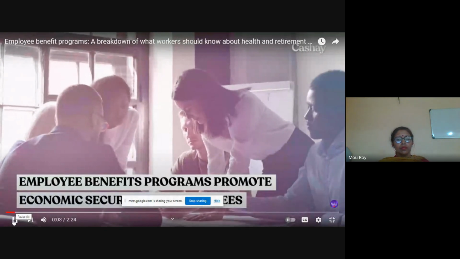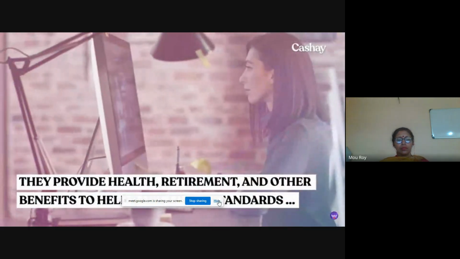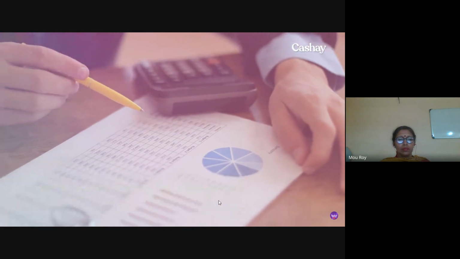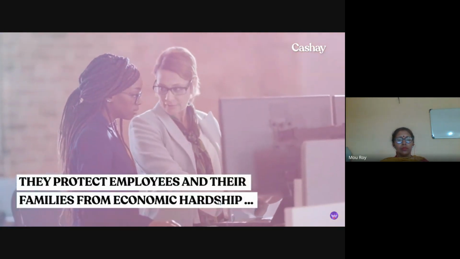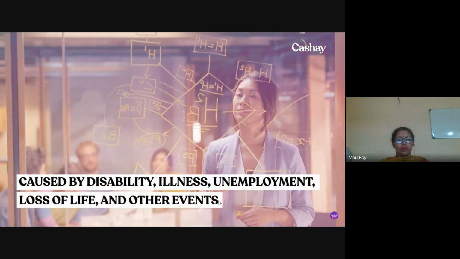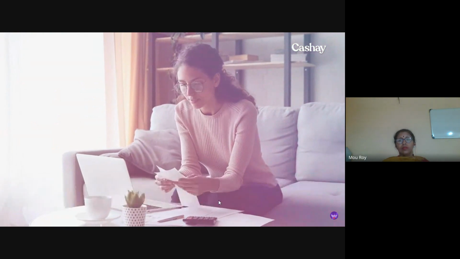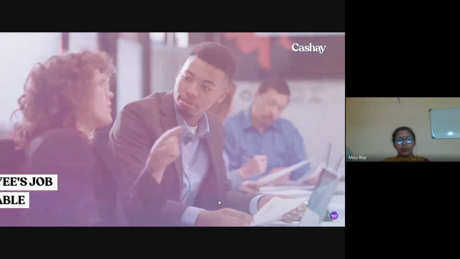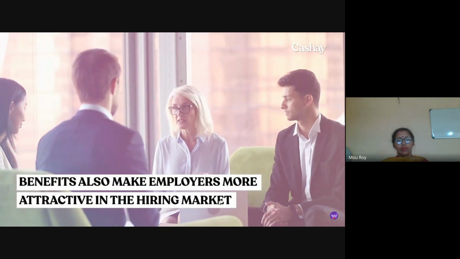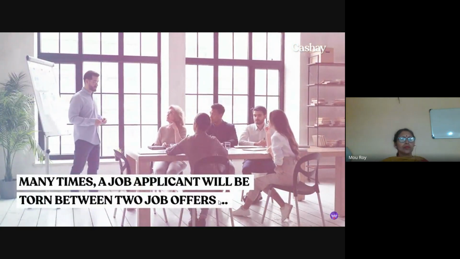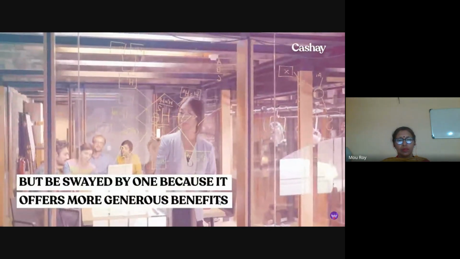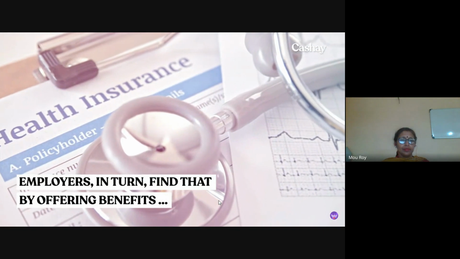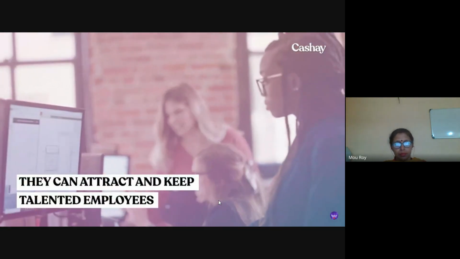Promote economic security for employees. They provide health, retirement, and other benefits to help raise living standards and also help companies stay competitive in the marketplace. They protect employees and their families from economic hardship caused by disability, illness, unemployment, loss of life, and other events. Some benefits also serve as perks to help make an employee's job easier and more enjoyable. Benefits also make employers more attractive in the hiring market. Many times, a job applicant will be torn between two job offers, but be swayed by one because it offers more generous benefits. Employers, in turn, find that by offering benefits, they can attract and keep talented employees.